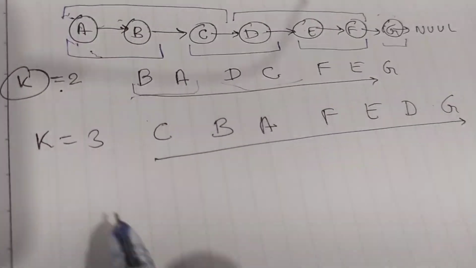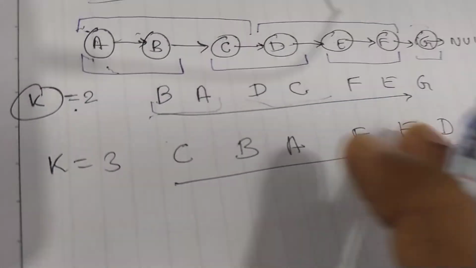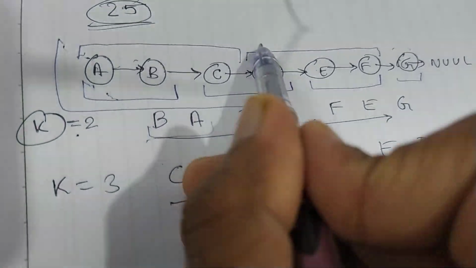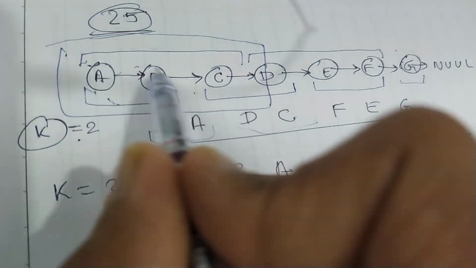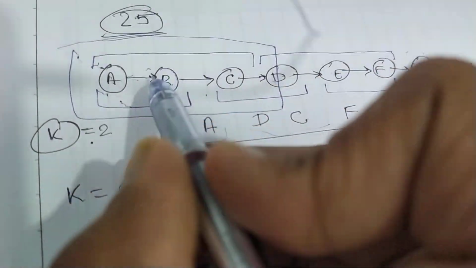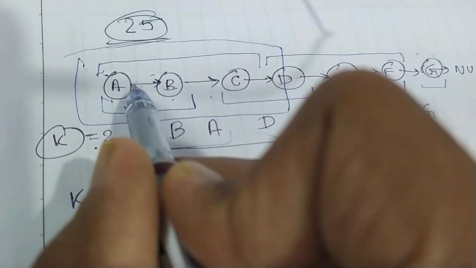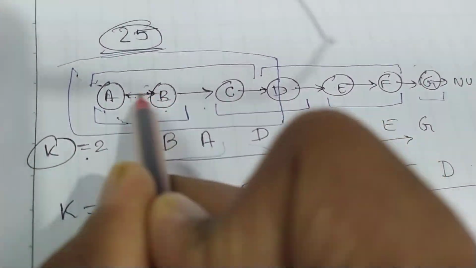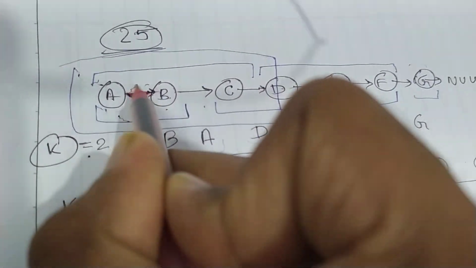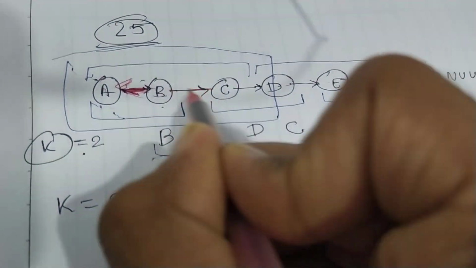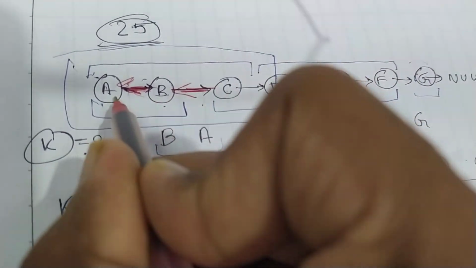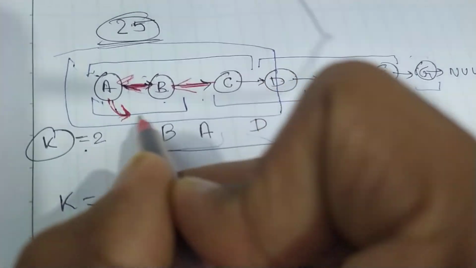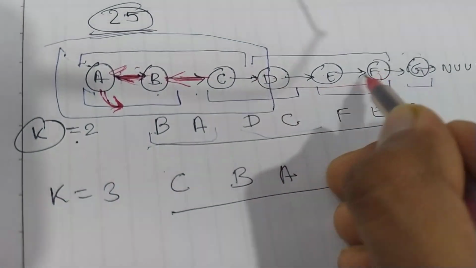So to do this, let's break down the whole problem into a single problem. When we know the size of the group, for k equal to 3, what exactly do we need to perform? We need to just reverse these connections. Earlier A was pointing to B, now B should point to A, C should point to B, and we don't know where A should point unless we have reversed this part also.